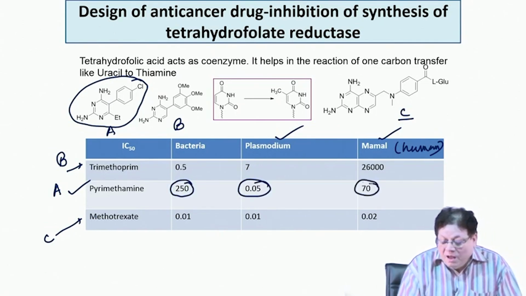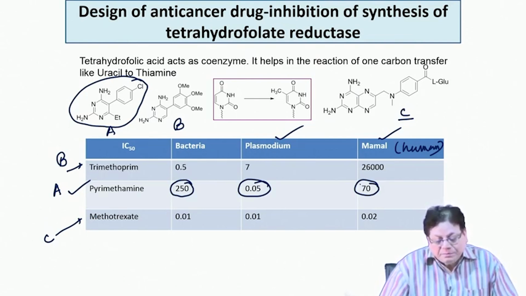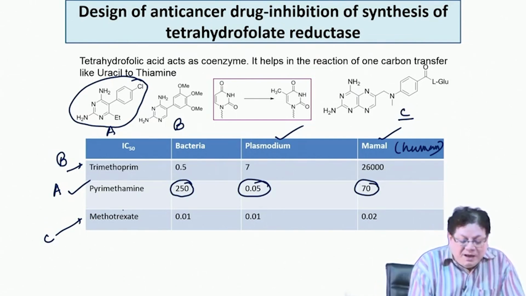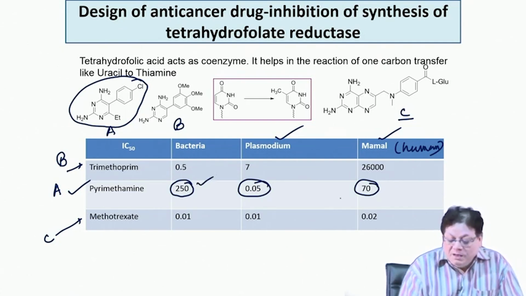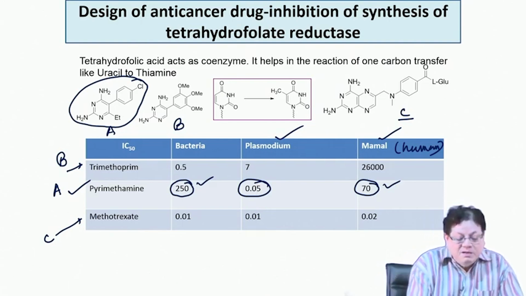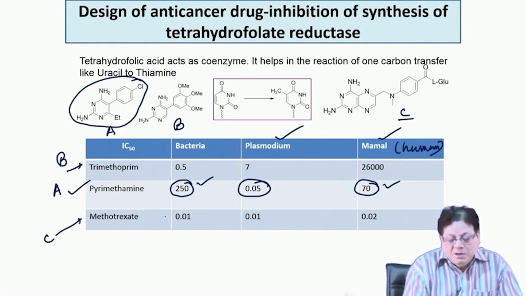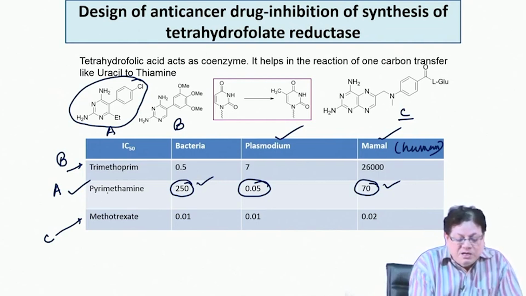IC50 is the inhibitory concentration required to inhibit 50% of the activity. So, the IC50 value for Plasmodium is 0.05, possibly micrograms per milliliter, that is the unit, and for bacteria it is 250 and for mammal it is 70. So, you see it is extremely specific for Plasmodium. So, pyrimethamine is used as an anti-malarial agent because Plasmodium is the causative organism for malaria.